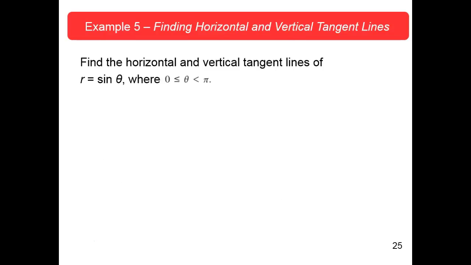Find the horizontal and vertical tangent lines of r is equal to sine theta, where theta is between 0 and pi. Theta can be 0, but can't be pi. Okay? So how are we going to get the horizontal tangent? Okay, the horizontal tangent is where dy d theta is equal to 0.